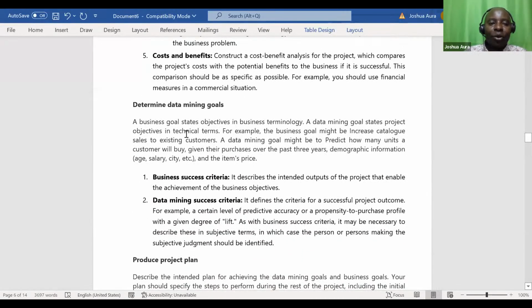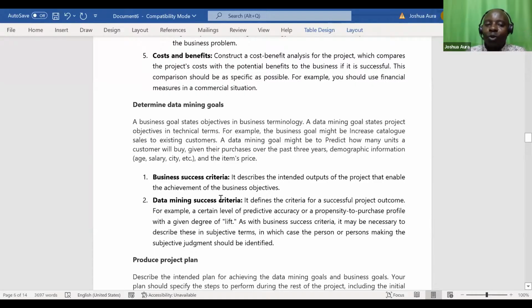Data mining goals. Determine data mining goals. A business goal states objectives in business terminology. A data mining goal states project objectives in technical terms. For example, the business goal might be to increase catalog sales to existing customers. I want to increase my revenue. A data mining goal might be to predict how many units a customer will buy, given their purchases over the past 3 years and demographic information. Don't worry about this.